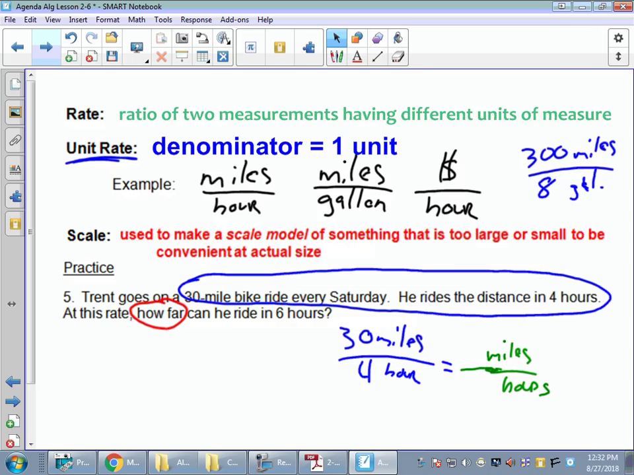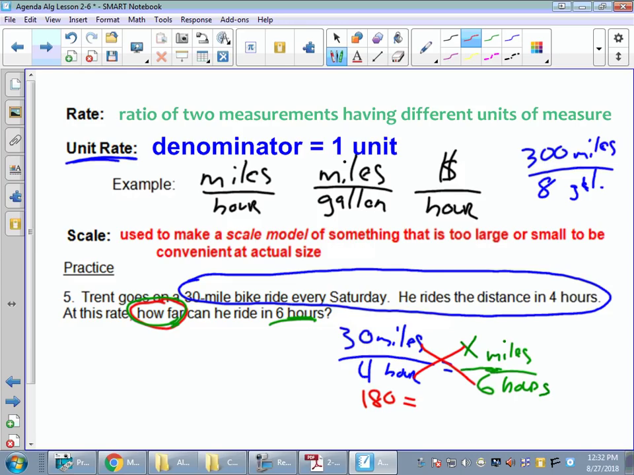So they're asking how far can you go in 6 hours. In this case, I'm going to put x, because that's the how far, we don't know. And then we've got 6 hours here. That's our question mark. Okay? So cross multiply, or you could simplify. You can use either strategy here. But I'm going to cross multiply. I just think it's easier. 30 times 6 gives us 180. And then 4 times x gives us 4x. And now we're dividing by 4 on each side. So x would give us about 45 miles he could go in 6 hours.